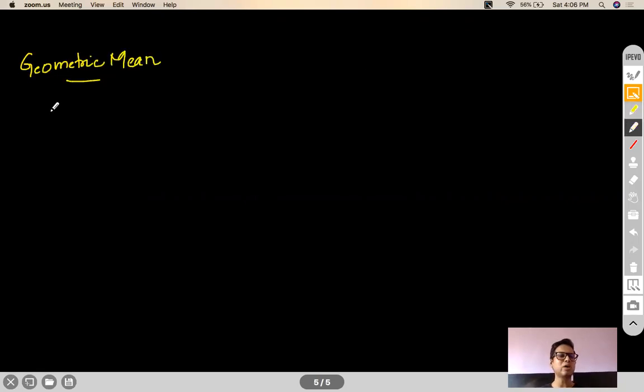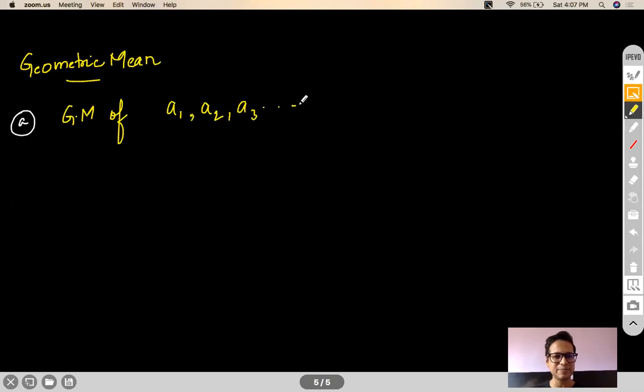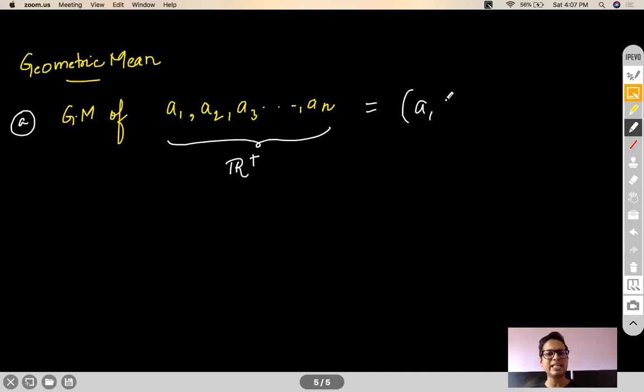So just like we talked about two types of means, in fact, it's not two types of means, it's two types of questions that are asked with respect to them. The first type of question would be finding the geometric mean of certain quantities A1, A2, A3, etc. till An. When we talk about geometric mean of these quantities, we normally take them as positive quantities. So the geometric mean of these quantities is defined as the product of these quantities raised to the power of 1 by n. So the nth root of the product of these quantities.